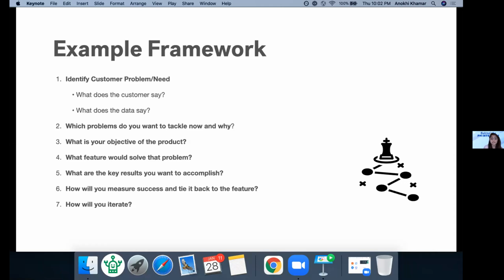What are the key results you want to accomplish? So bringing back those success metrics and key KPIs.